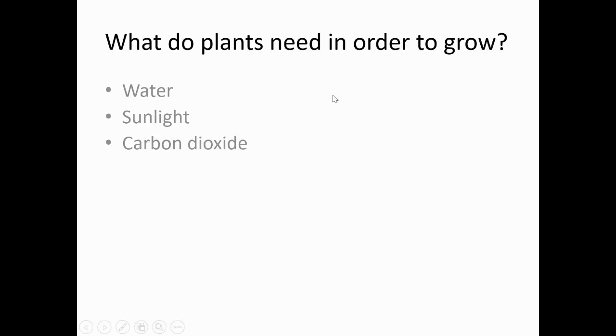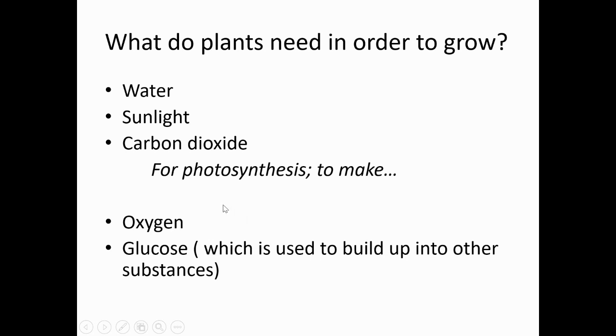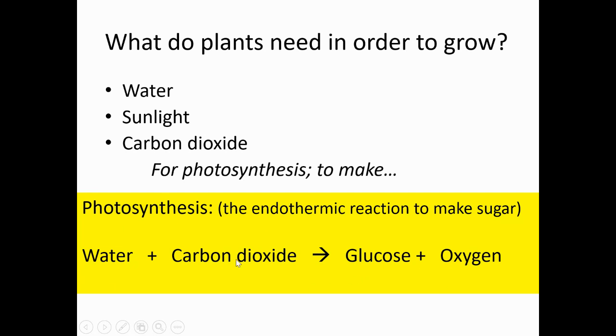What do plants need in order to grow? Well, yes, they need water, sunlight, and carbon dioxide from the air. They use these for photosynthesis to make glucose, which is the point, but also oxygen, which is a byproduct. We've seen this slide before. So without photosynthesis, a plant cannot grow. But this is not the whole picture.